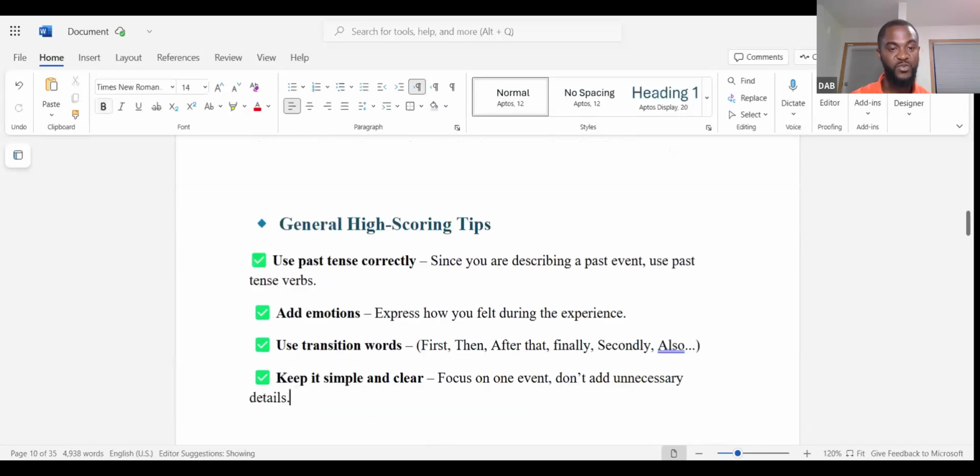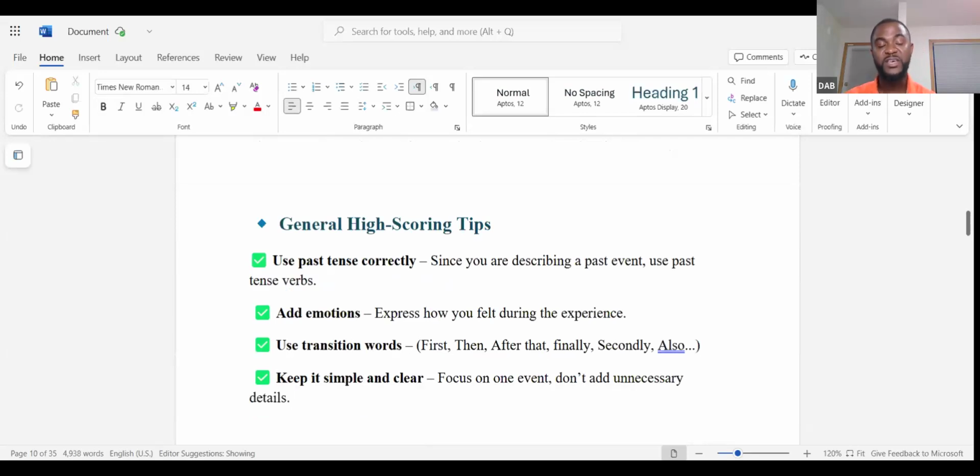So, general tips for this one: use past tense correctly. You should be able to use past tense correctly. Since you are describing a past event, use past tense verbs. You add emotions. Express how you felt during that experience. Did you feel disheartened? Did you feel very happy? Did you feel uncomfortable? Did you feel safe?